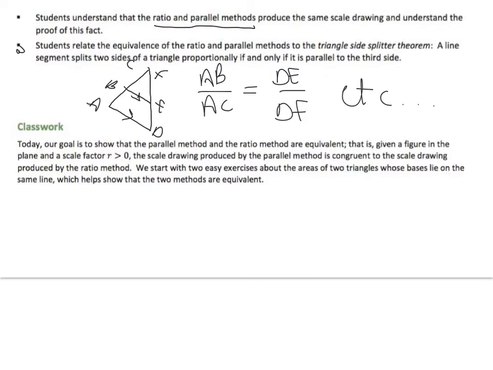All right? So first of all, for classwork, today our goal is to show that the parallel method and the ratio method are equivalent. That is, given a figure in the plane and a scale factor greater than zero, the scale drawing produced by the parallel method is congruent to the scale drawing produced by the ratio method. We start with two easy exercises about the areas of two triangles whose bases lie on the same line, which helps show that the two methods are equivalent.